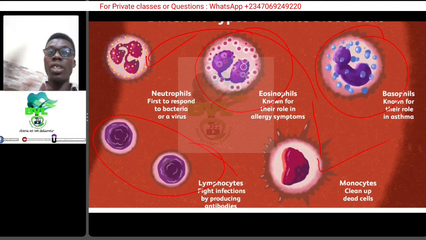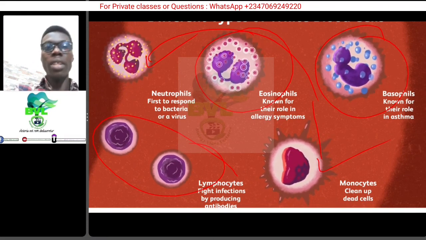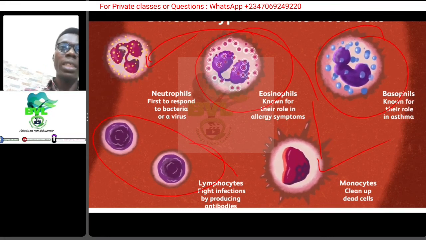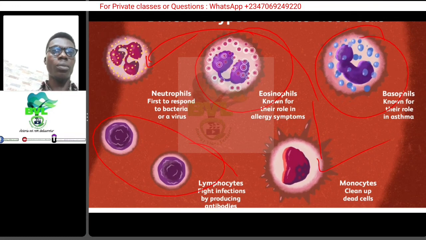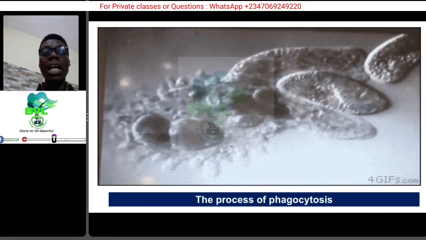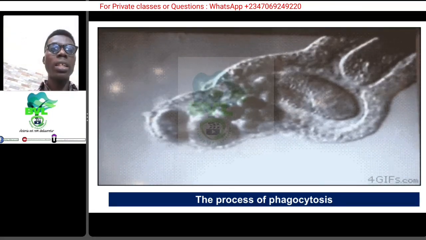But for the sake of GCSE, you won't be bothered to talk about that in depth. We just need to know what phagocytes mean and what lymphocytes do, basically. So once again, this is what phagocytosis means, which means phagocytes engulfing another cell.